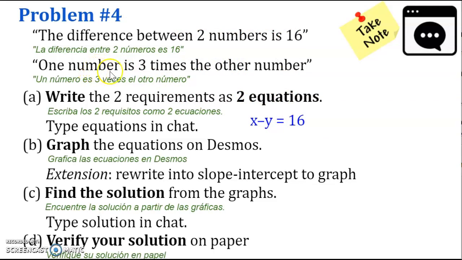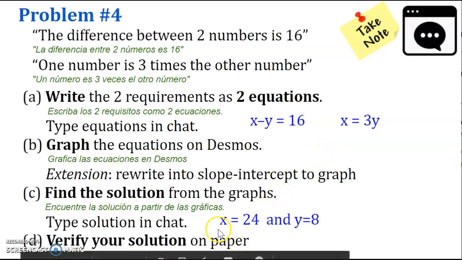It should be x minus y is equal to 16. And what's the second equation? One number, the first number, let's say x, is 3 times the other. Is means it's equal to. So you can translate that as x equals 3 times, so 3 multiplied by y. So it just becomes x is equal to 3y. Okay, and graph those. And from Desmos, you should get the solution as x is equal to 24 and y is equal to 8. Those are your solutions.